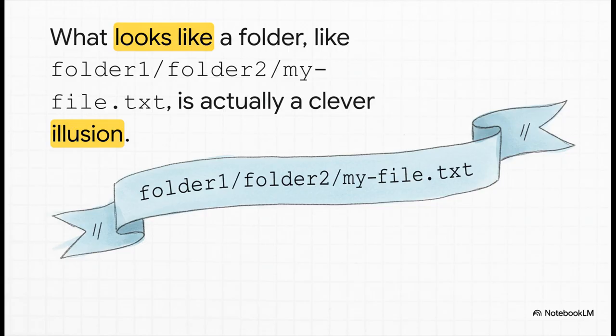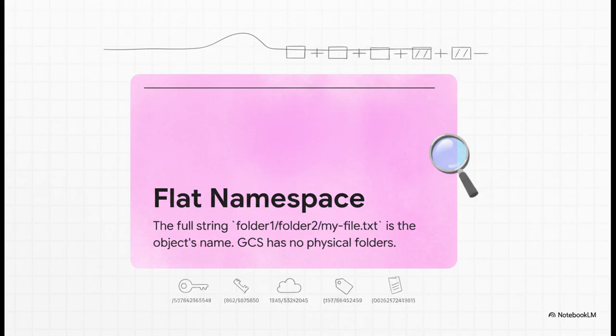You're going to see paths like this all the time in GCS, and it looks exactly like a familiar folder structure. But here's the big secret. It's all just a clever illusion. Okay, this is probably the single most important concept to really get about GCS. There are no folders. It has what's called a flat namespace.